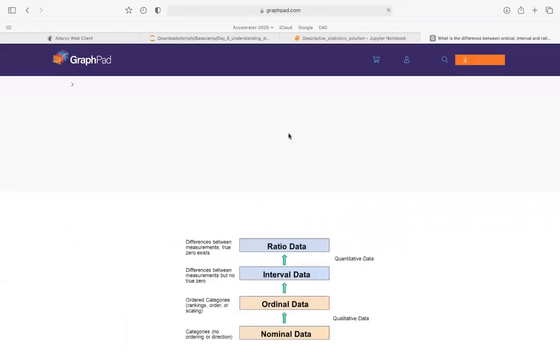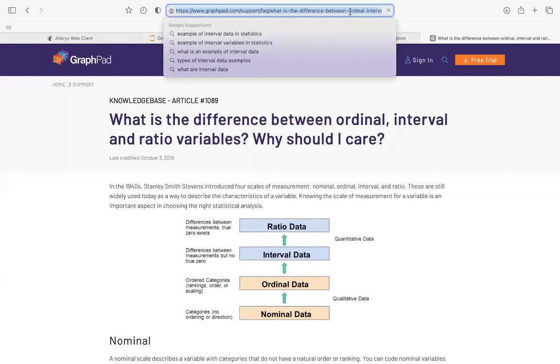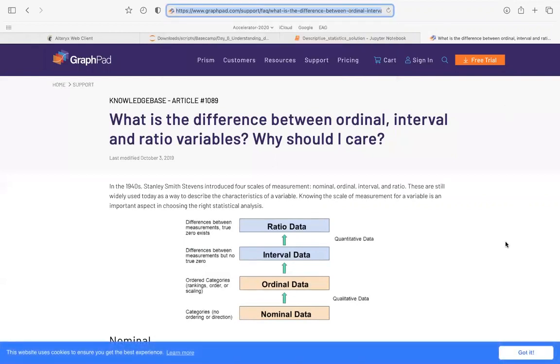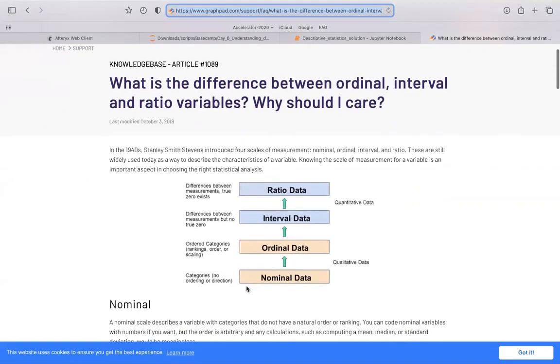So let's talk about it. Let's maybe look at the example. Let me share this link for everyone's reference. So if you see here, nominal data is categories, but you cannot order it, there is no direction.